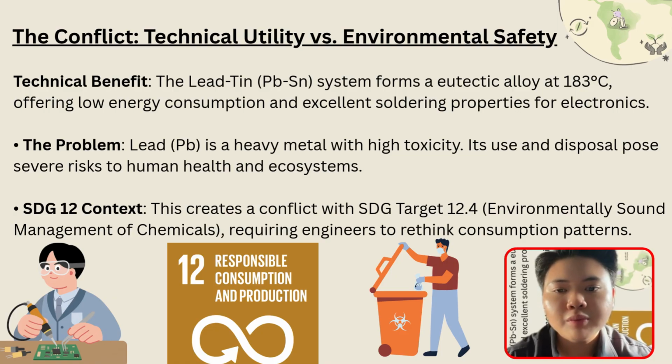However, we have a serious problem. Lead, Pb, is a heavy metal with high toxicity. Its use and disposal pose severe risks to human health, specifically neurotoxicity, and can damage our ecosystems. This leads to the SDG 12 context. This situation creates a direct conflict with SDG target 12.4, which calls for the environmentally sound management of chemicals. As engineers, we are forced to rethink how we maintain technical performance without violating safety standards.